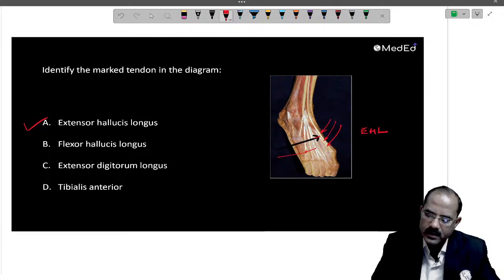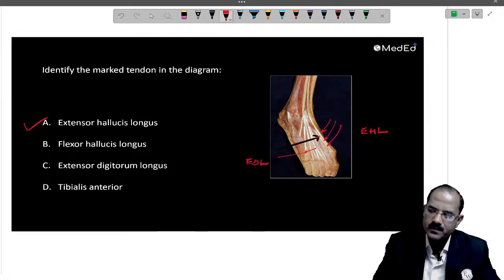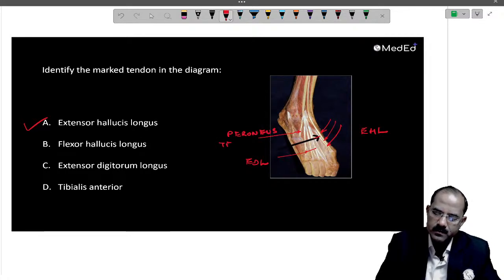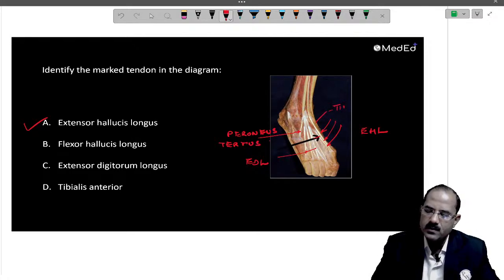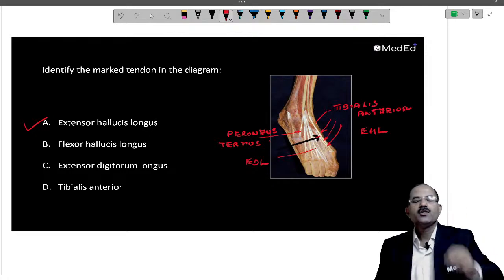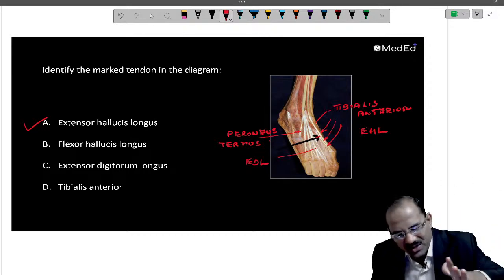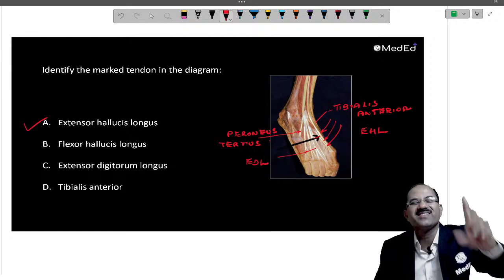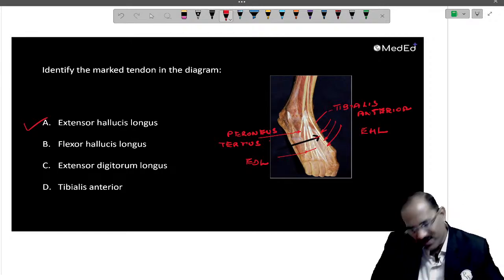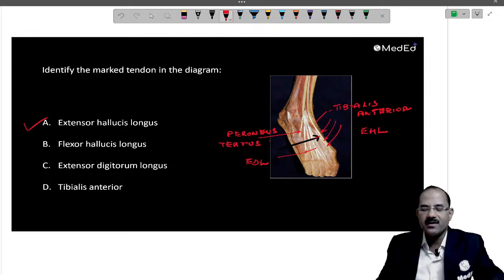What is this? These tendons are extensor digitorum longus. This is the tendon of peroneus tertius. And there will be one tendon here. This is tibialis anterior. So tibialis anterior, extensor hallucis longus, extensor digitorum longus, and peroneus tertius. Right? These are the muscles which belong to the anterior compartment of the leg.